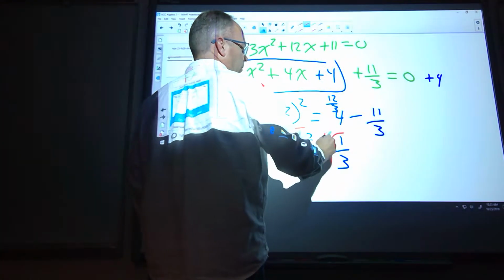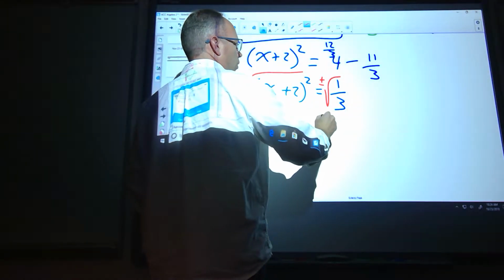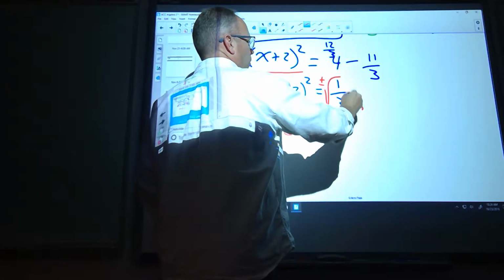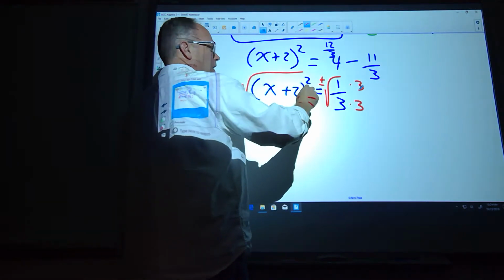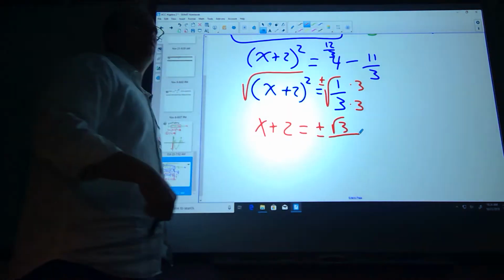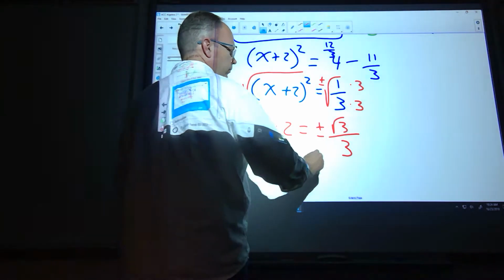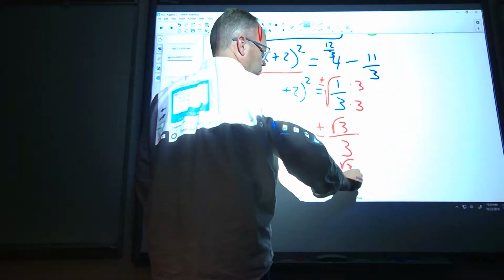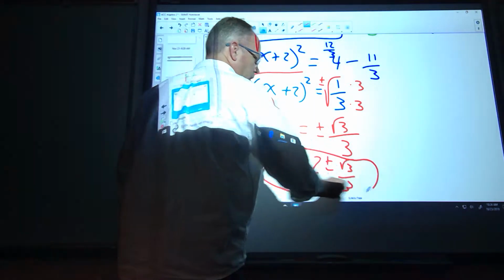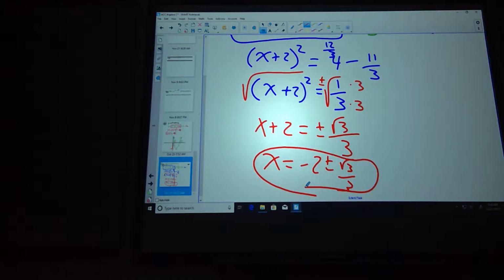Don't forget the plus minus. So I'm going to get x plus 2 is equal to, we need to multiply top and bottom by root 3. So on top, I'm going to get plus or minus root 3. On bottom is root 3 times root 3, which is root 9. Root 9 is 3. Subtract 2. There's a nice exact answer there. Okay, and that would be an irrational answer because I don't know exactly what square root of 3 is.